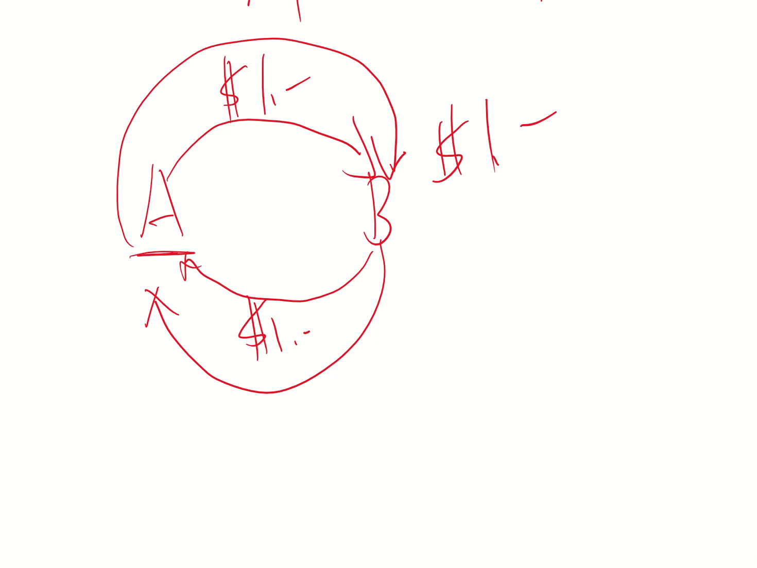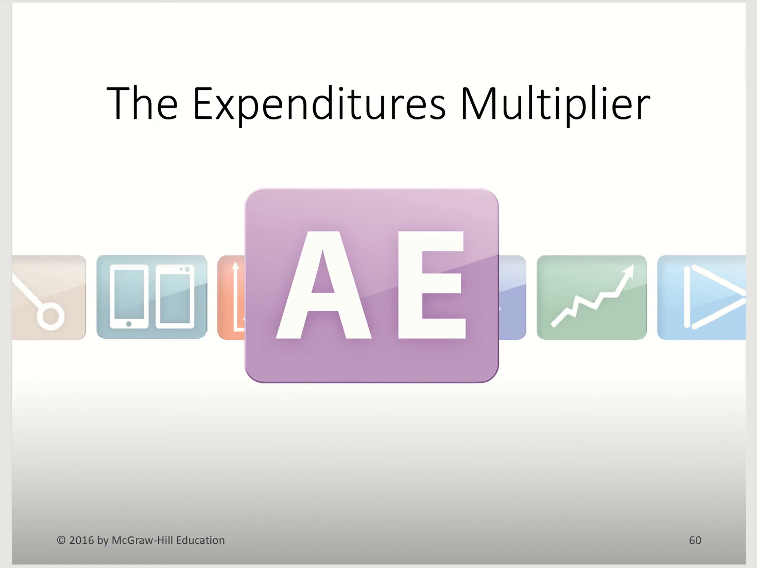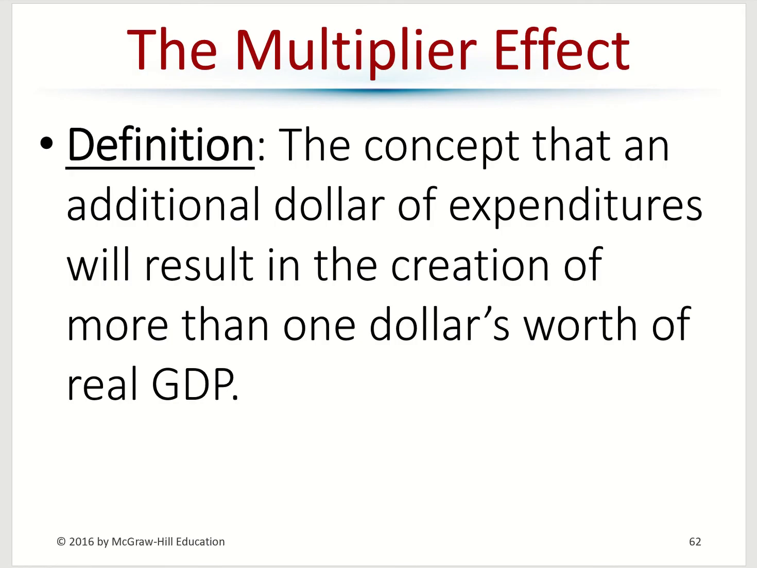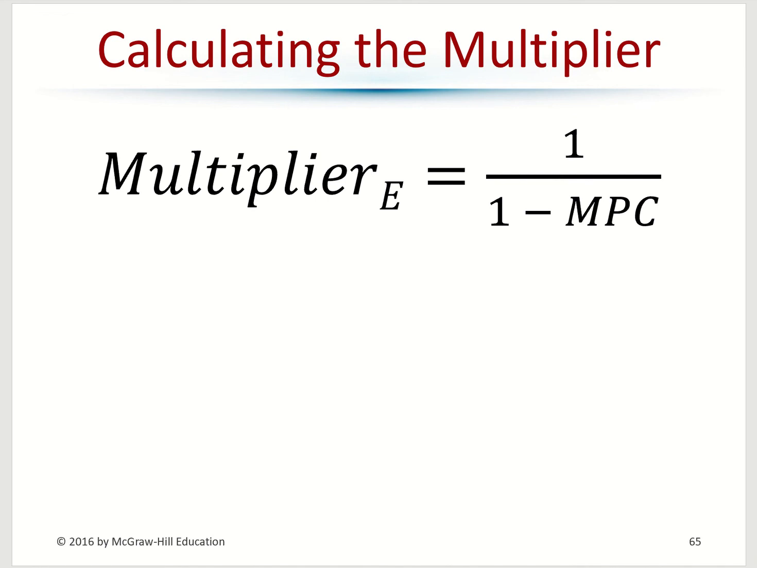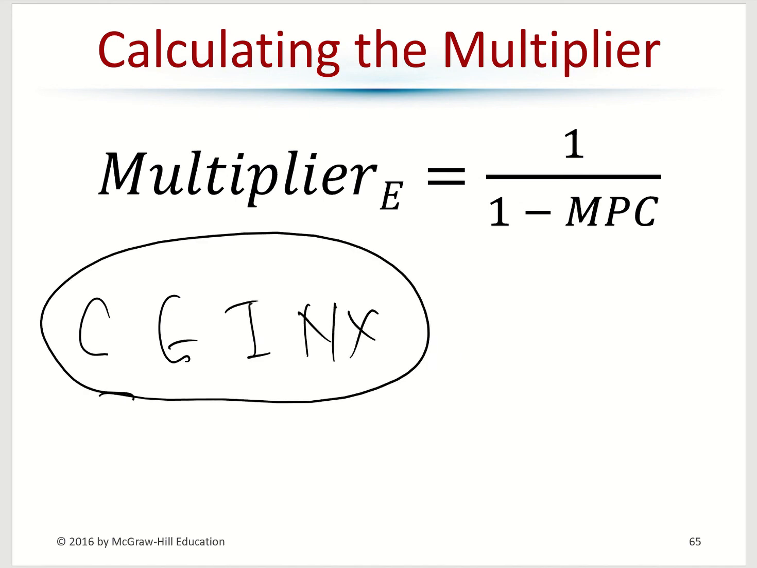Now, of course, it wouldn't be infinite, otherwise you wouldn't have this multiplier number. So the multiplier effect, by definition, is the concept that an additional dollar of expenditure will result in the creation of more than $1 worth of real GDP. And for the multiplier effect, you have two different formulas. The first one is your multiplier effect on regular expenditure: whenever your consumption, government spending, investment, or net export changes, the multiplier formula is this.